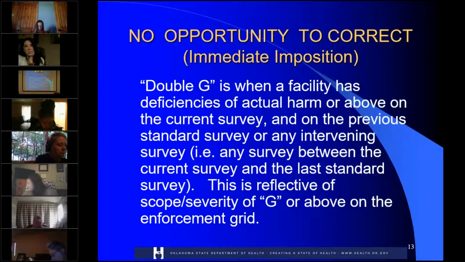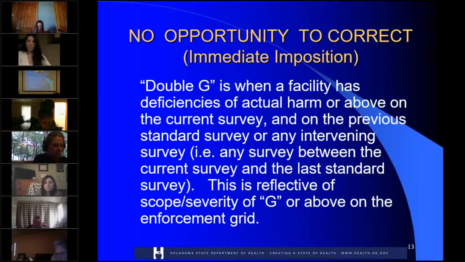What I'm going to do when I get your enforcement packet and it's got all this information, I'm going to be looking at when the last time you got G or above was. If it wasn't with it before, if we can go all the way back to the last standard survey and there wasn't any on any of those, it's not a double G situation.